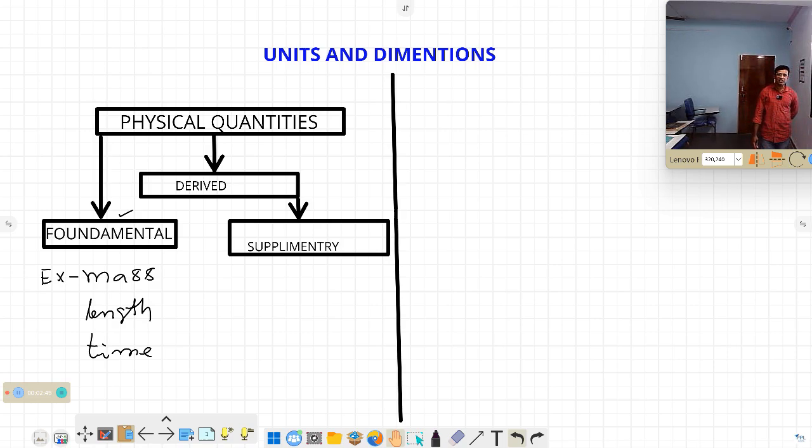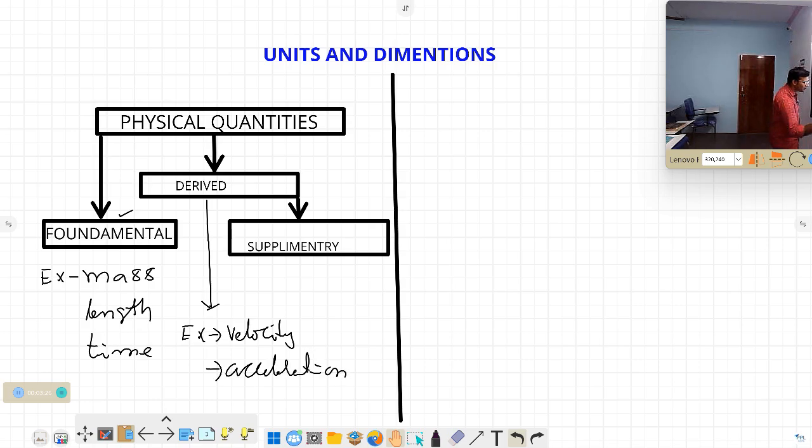Next, derived physical quantities are the physical quantities which depend on the fundamental physical quantities. That means they can all be written in terms of mass, length, and time. Those physical quantities we call derived physical quantities. Examples of derived physical quantities are velocity and acceleration, and so on. Many are there; I am just explaining two.